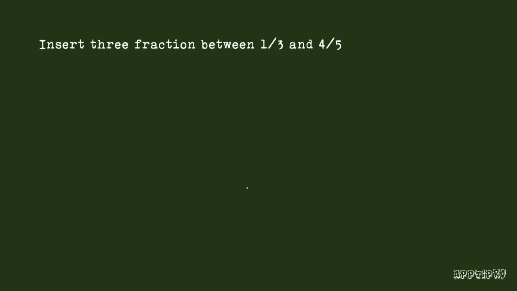Let us consider an example. Insert three fractions between 1 by 3 and 4 by 5. First, let us insert one fraction between them. So, first step is add the numerators, 1 plus 4 divided by, add the denominators, 3 plus 5. So, it gives 1 by 3, 5 by 8 and 4 by 5.